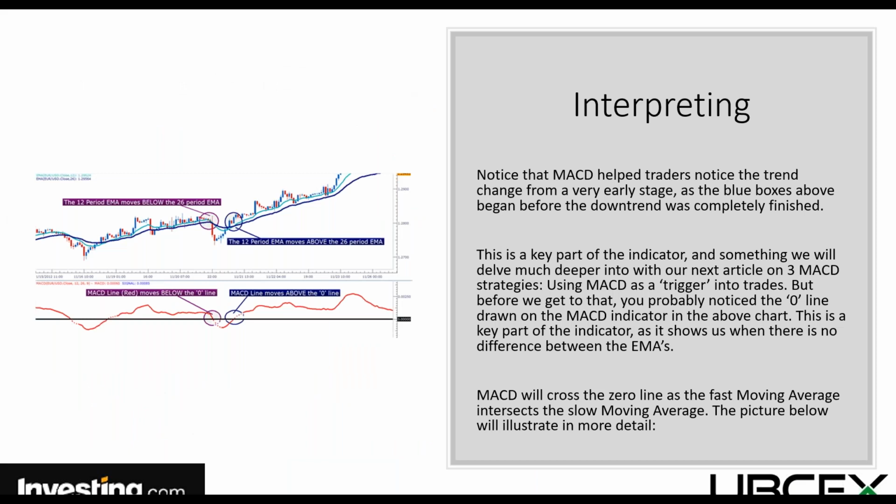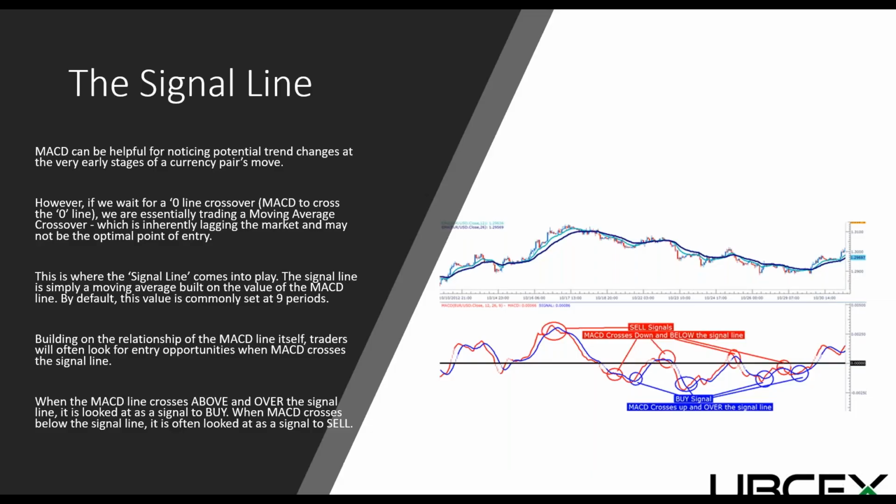Now, you can notice on this chart that MACD helped traders notice a trend change at a very early stage. The key part of this indicator, and something we will develop in much more detail, is the MACD trigger line. MACD will cross the 0 line when a faster moving average intersects the slower moving average. When it crosses at the 0, it's also telling us the trend is changing.